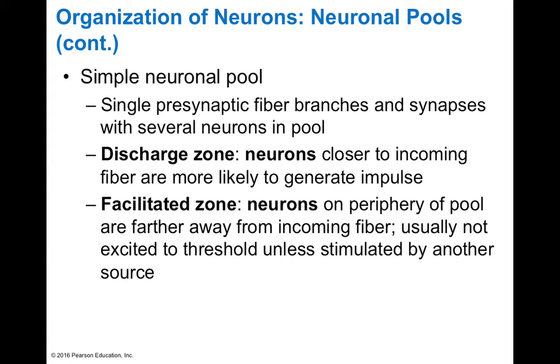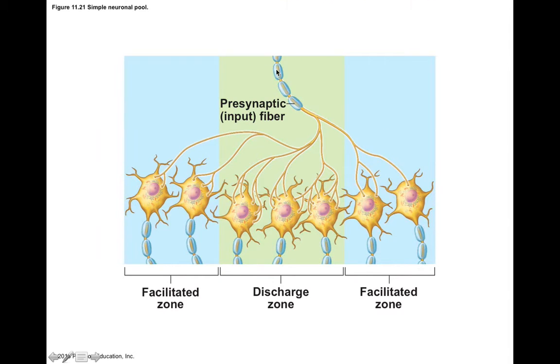The facilitated zone refers to neurons that are more on the periphery of the pool, and because they're farther away from the incoming fiber, they're usually not excited to threshold unless you have other neurons that are stimulating those cells as well. So to see this represented pictorially, we see that we have an axon coming down here, and there's lots of axon collaterals that are branching, and those have their telodendria here. Essentially, what we find is that those neurons in the center and closest to the axon are in the discharge zone.